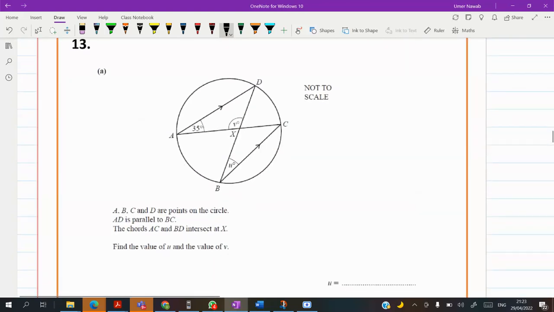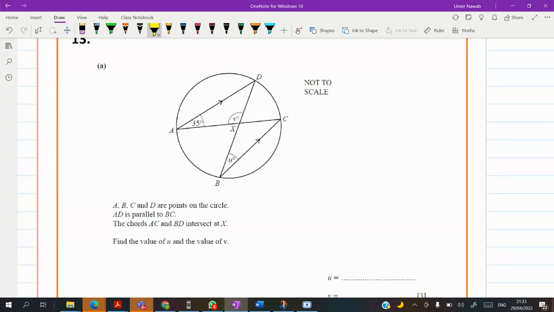Anyways, question number 13. Oh, we found two parallel lines. So the Z concept. What is the Z concept? Look at that. A, D, B, C. So this is U. So this is also U. Wow.